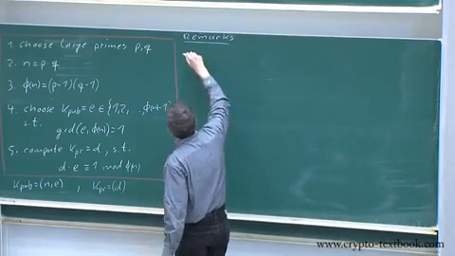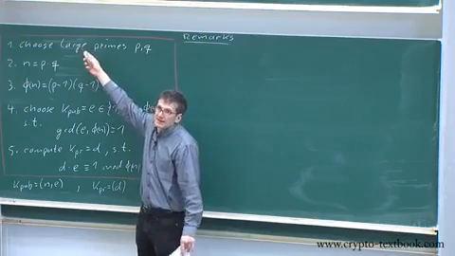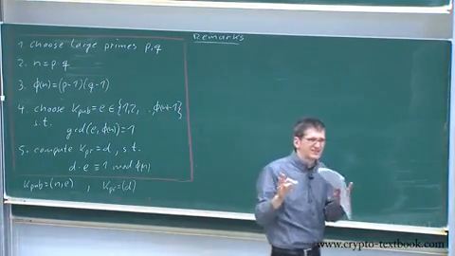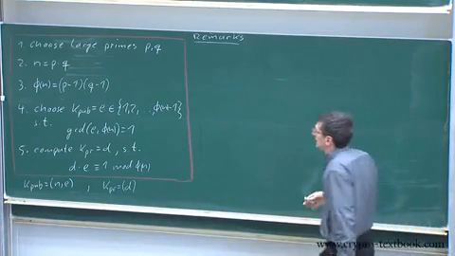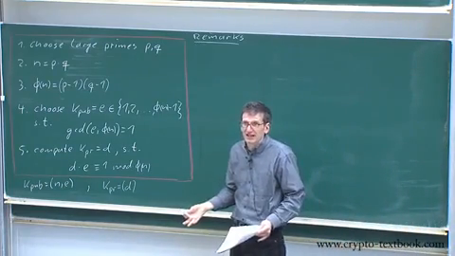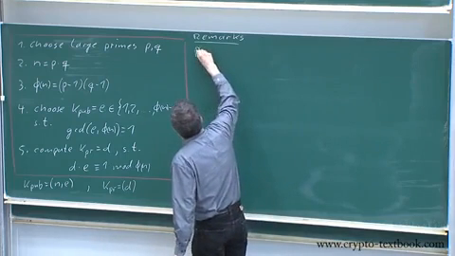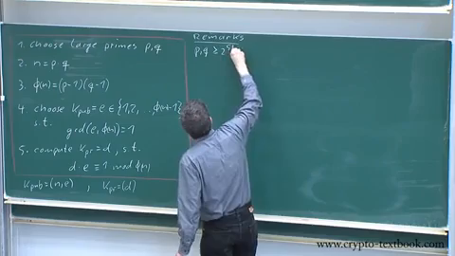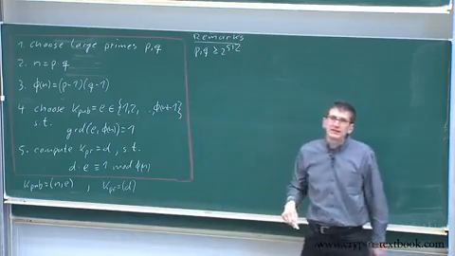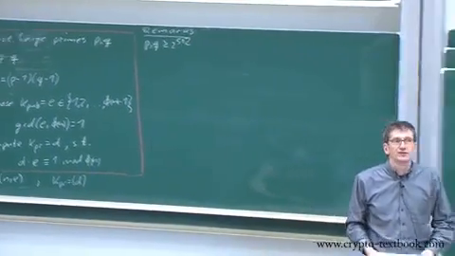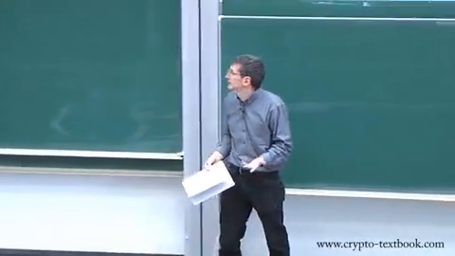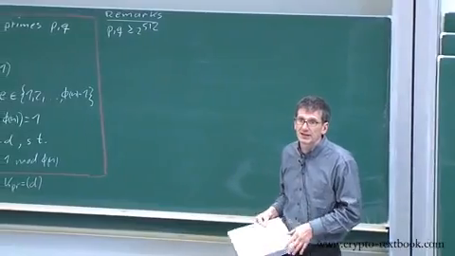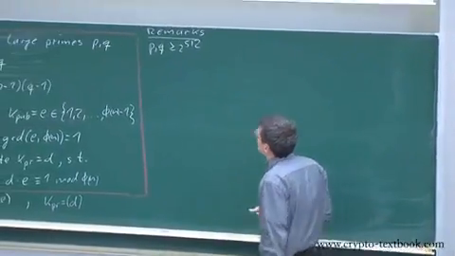So here I said choose large primes, and large is a very soft adjective, right? What do we mean by large? Well, we mean really, really large. In practice, P and Q nowadays should have at least 512 bits. Very often you want twice the length. That means P and Q are each 1024 bits, about 300 decimal digits.